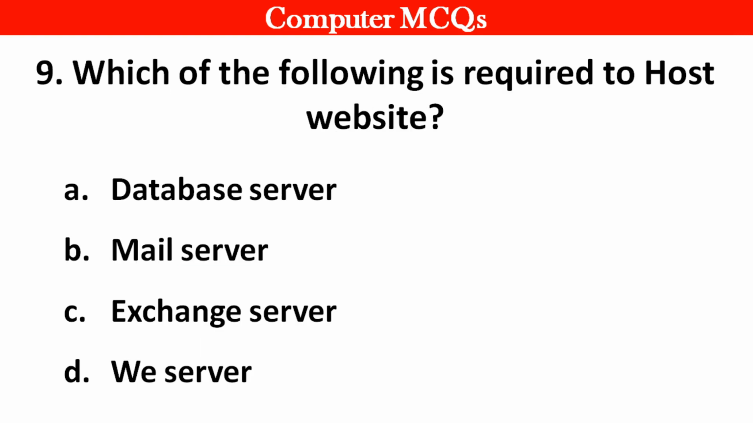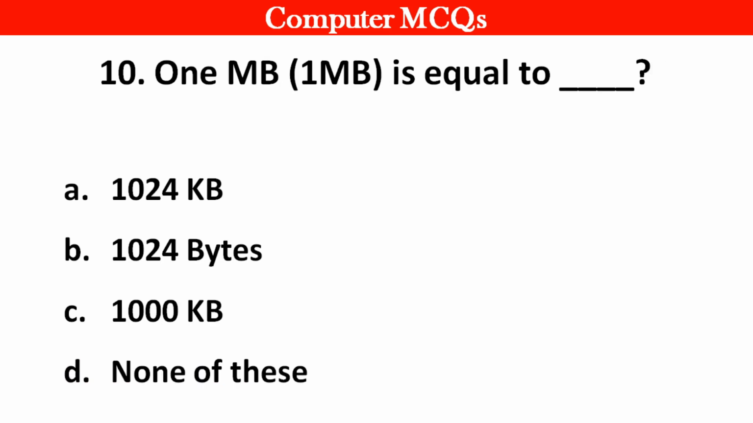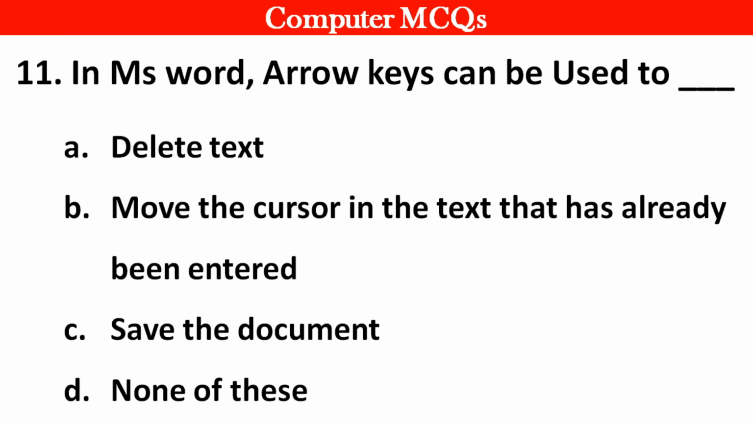Next question, which of the following is required to host a website? Right answer is option D. Next question, 1 MB is equal to dash. Right answer is option A, 1024 KB. Next question, in MS Word, the arrow key can be used to dash. Right answer is option B, move the cursor in the text that has already been entered.